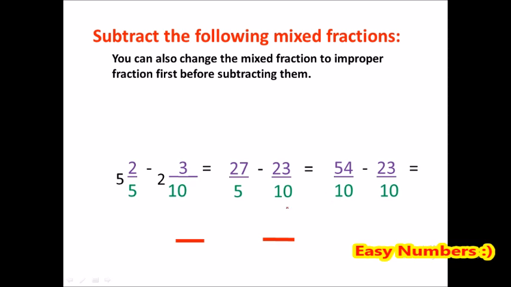And after that, find the LCD, which is 10. 10 divided by 5 is 2, times 27 is 54, minus 10 divided by 10 is 1, times 23 is 23. So we can have 54 minus 23, which is 31, then copy 10. And then we can have this as a mixed fraction, which is 3 and 1/10.